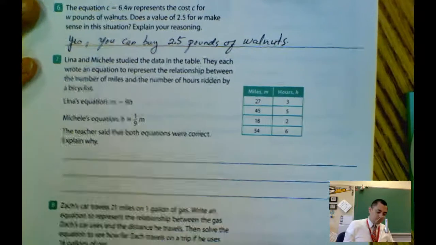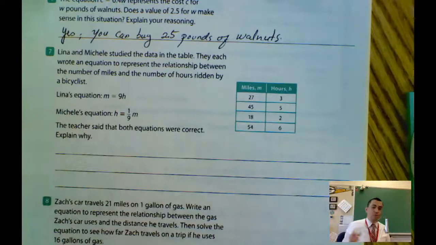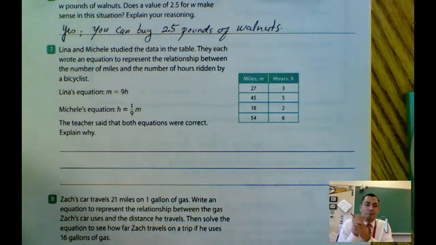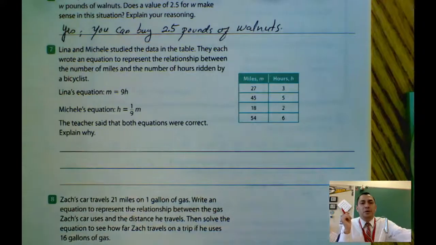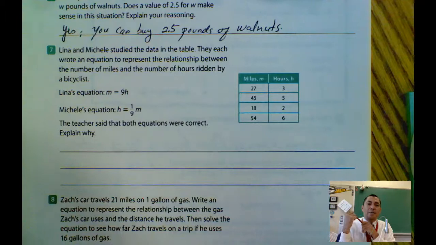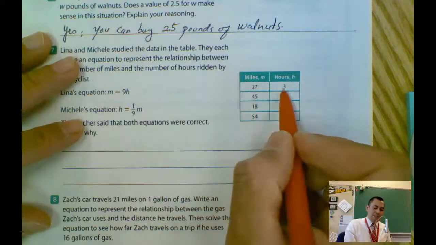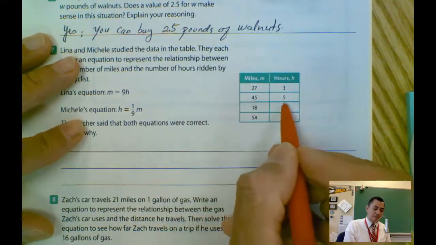Number 7. Number 7 in this case is a little bit more challenging problem, as you can see. Lina and Michelle studied the data in the table. They each wrote an equation to represent the relationship between the number of miles and the number of hours ridden by a bicyclist. Lina's equation: m equals 9 times h. Michelle's equation is h equals 1 over 9 m. The teacher said that both equations were correct. Explain why. Remember, we have a table, miles and hours. So in 27 miles, they spend 3 hours. In 45 miles, 5, and so on.